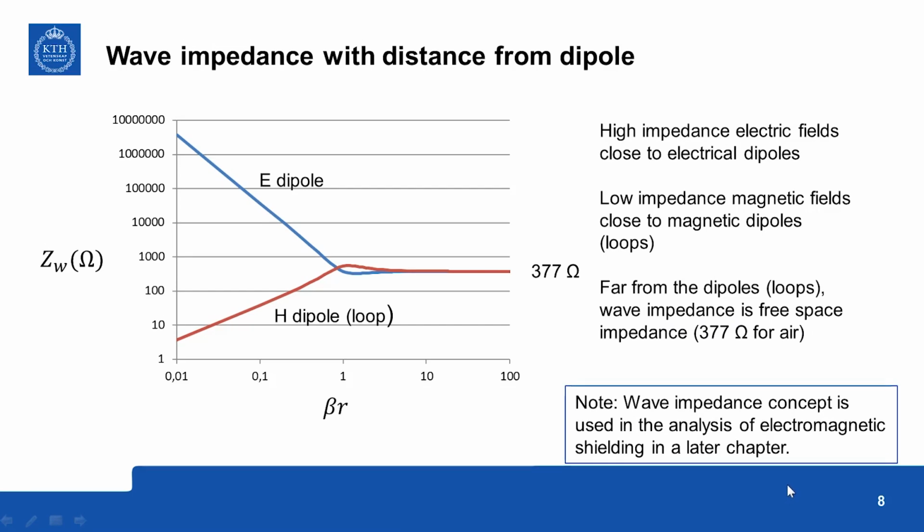Wave impedance concept we will be using quite extensively in the analysis of electromagnetic shielding in a later chapter. There we will talk about why it is easier to shield against high impedance electric fields, whereas it is very difficult to shield against low impedance magnetic fields, or we will say that shielding is more difficult when it is low frequency magnetic fields.